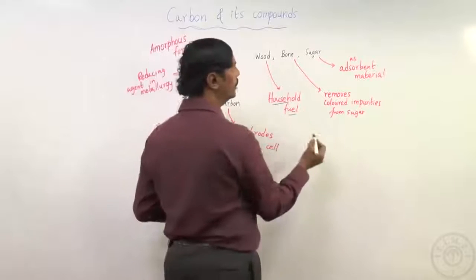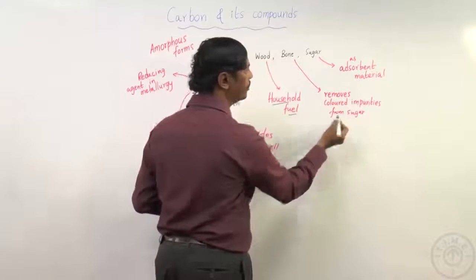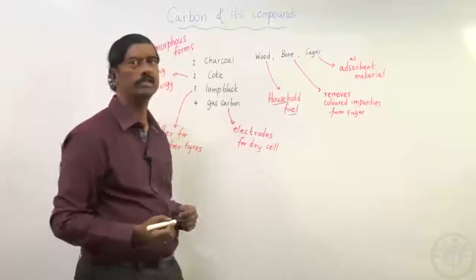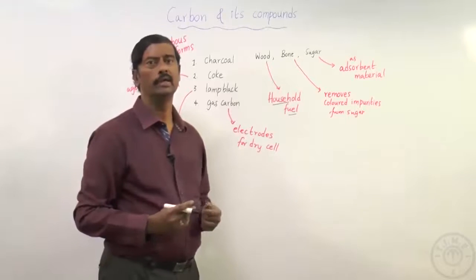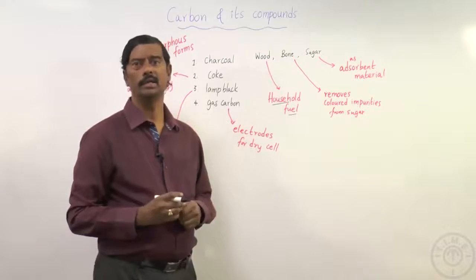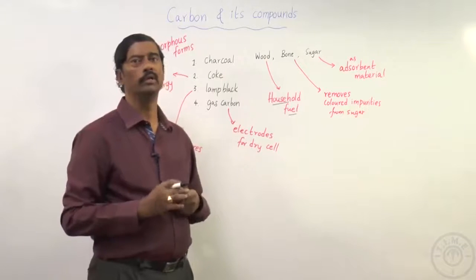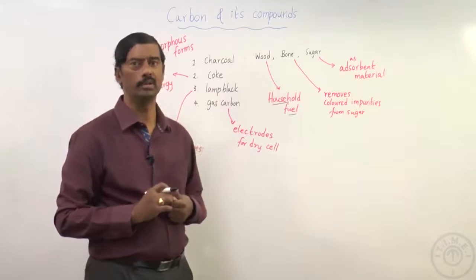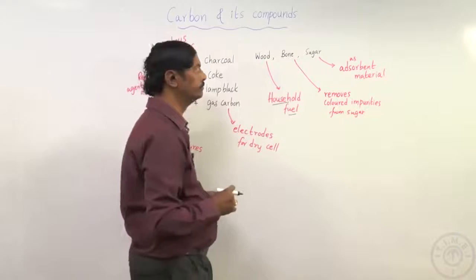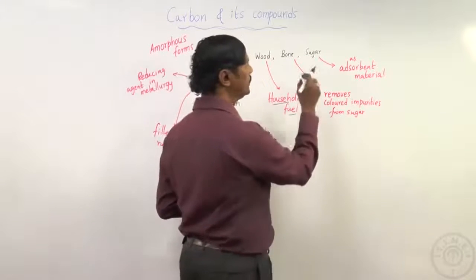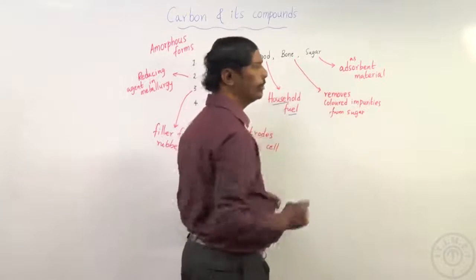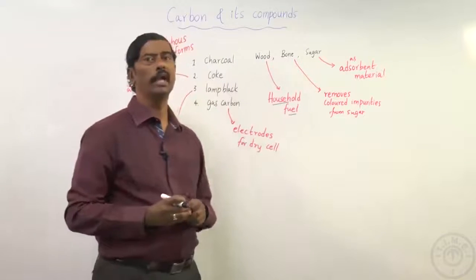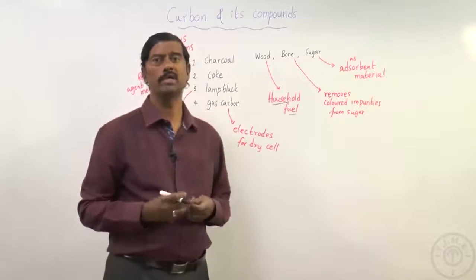Then bone charcoal is used to remove colored impurities from sugar. The sugar that is present is colored, and the sugar that comes into the market is not colored. So to remove the colored impurities from sugar, we are using bone charcoal. Then sugar charcoal is used as an adsorbent material, sometimes instead of activated charcoal.